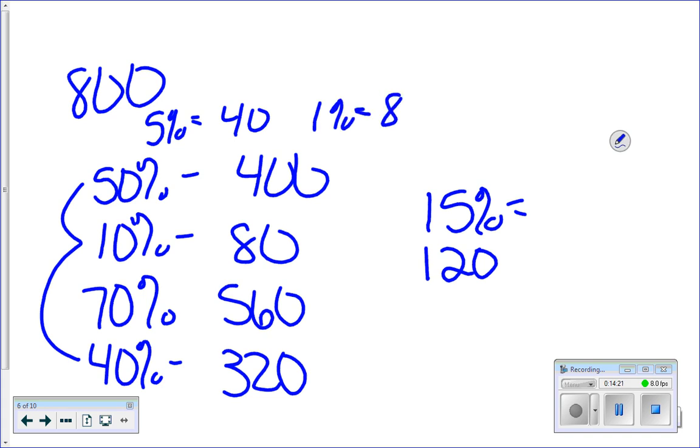8. So if I wanted to find 11%, what do you think I need to do, Cadence? Well, 10 plus 1 would be 11, so this plus this. Well, I know 11% is 88 then. Okay? So that's how you do those weird things.